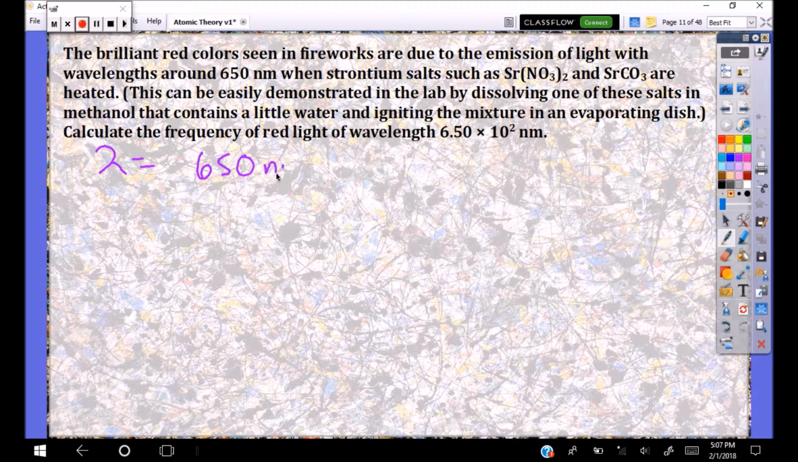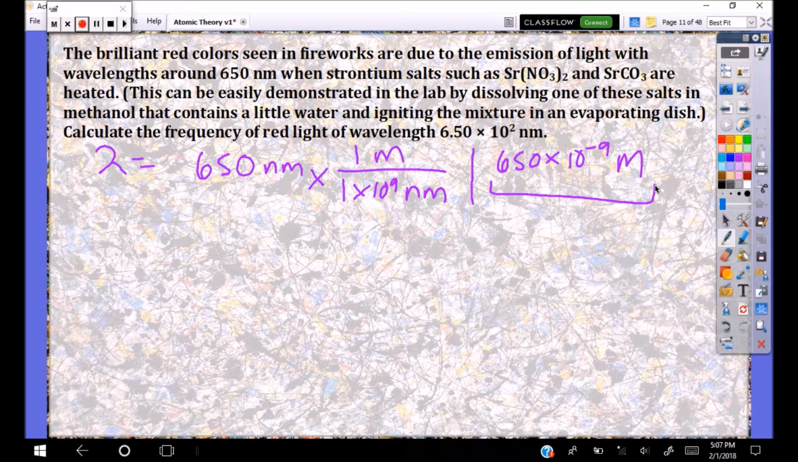We know that it's in nanometers. To convert to meters, there are 1 times 10 to the 9th nanometers in 1 meter. I always put 1 e to the 9th in the calculator, but I'll write it out here. So you can either divide by 1 times 10 to the 9th, or you could also do 650 times 10 to the negative 9th, and that would put it in meters, even though this is not true scientific notation. Either way works when you're putting it in your calculator.